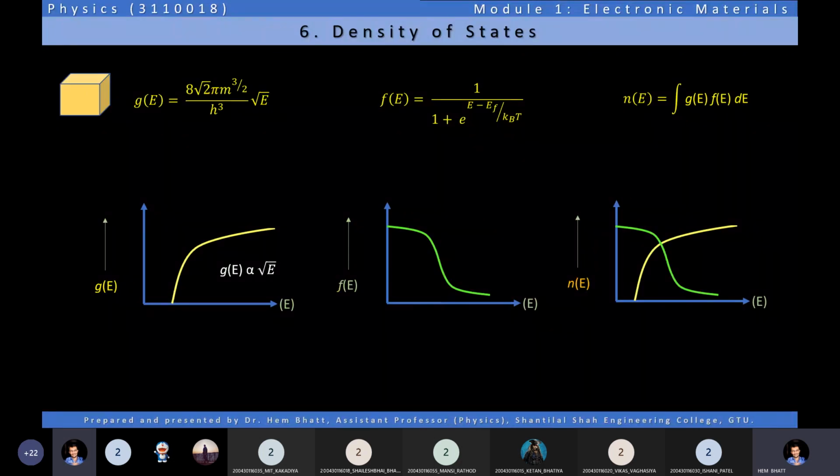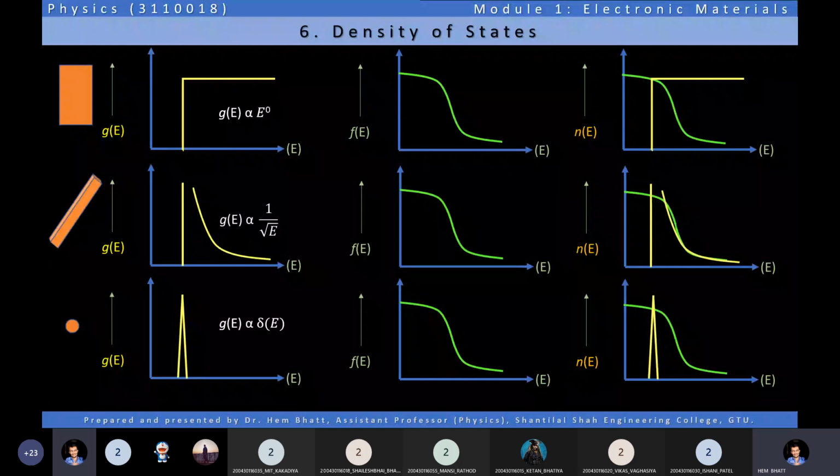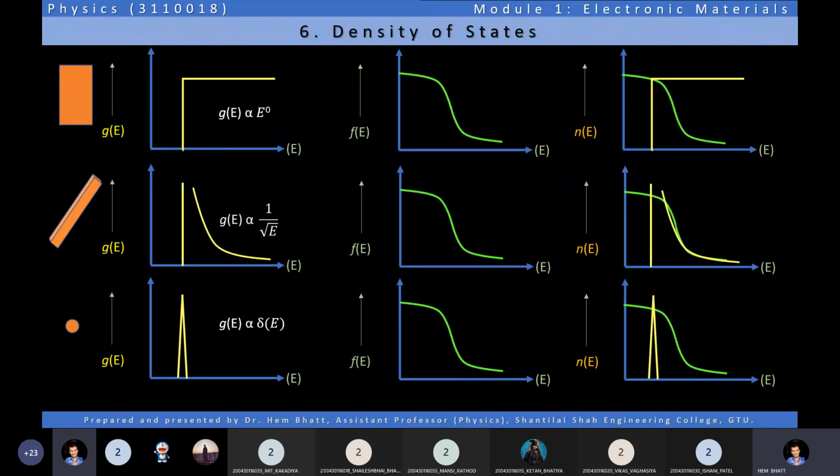So this is a graphical way of showing how to find out number density if you know Fermi factor and density of states. Then this was just for your knowledge mentioned during the lecture, that how G varies if the material is 2D or 1D or 0D. But the logic remains same if you want to arrive at N of E.